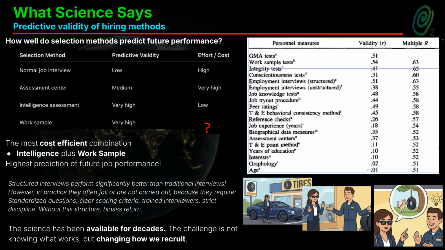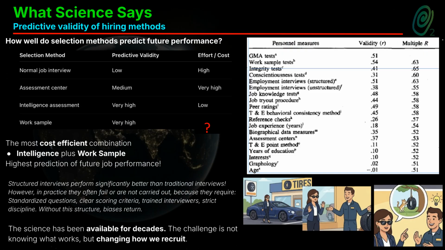Intelligence assessment, so if you know how intelligent a person is, like the GMA test, has nearly one of the highest predictive validities, and it's sort of simple to do, so it's 0.51. The best for predictive validity is doing a work sample. You have a very high predictive validity. How much that costs you is a question, because if you actually gain something from it, the cost would be negative. But let's say the cost is low to medium for you.